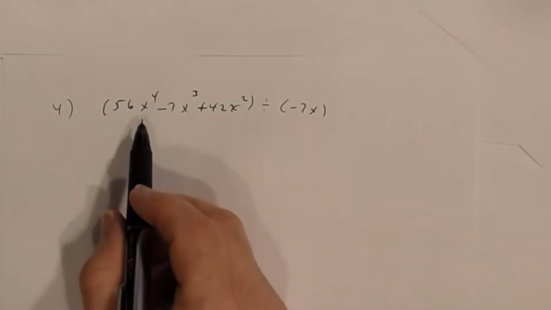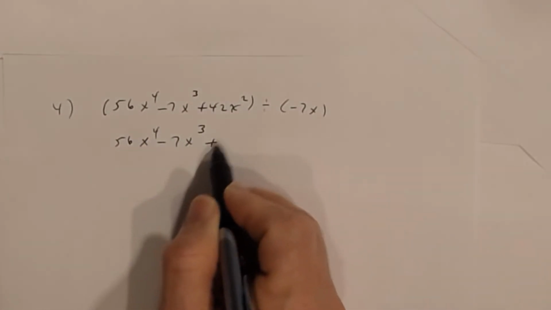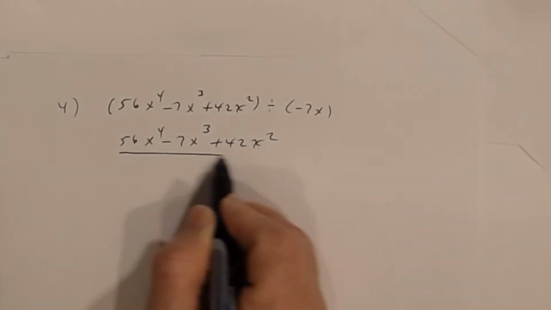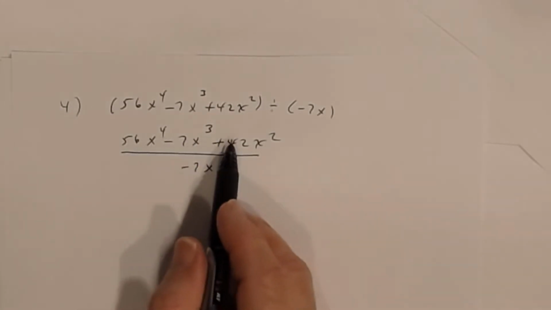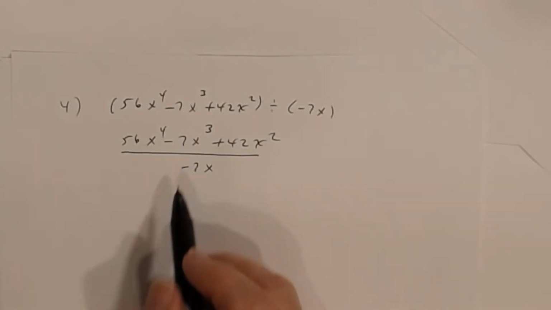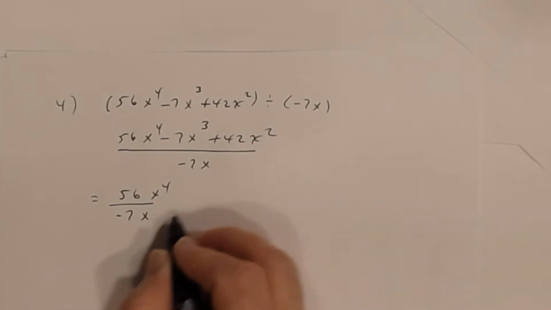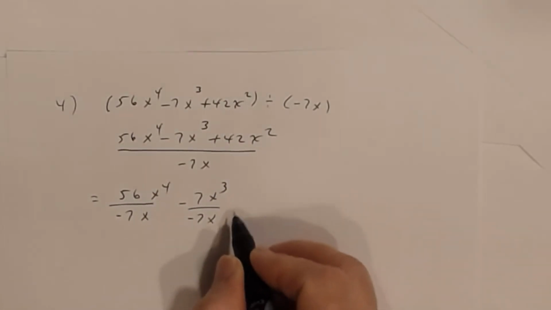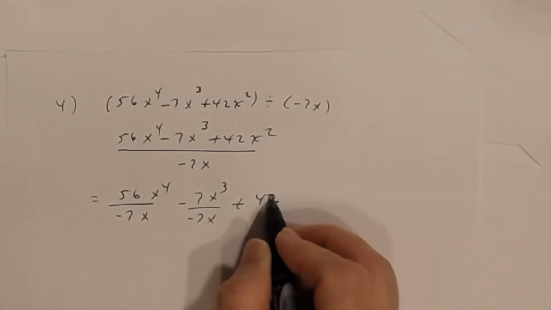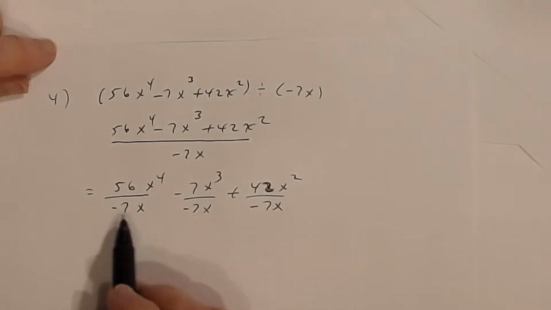So I'm going to rewrite this as 56x to the 4th minus 7x cubed plus 42x squared divided by negative 7x. And then we just do like we've been doing. So you can take each term in the numerator divided by the monomial that's in the denominator. So that's 56x to the 4th divided by negative 7x minus 7x cubed divided by negative 7x, and then plus 42x squared divided by negative 7x. And then all you do is just reducing each of these rational expressions.